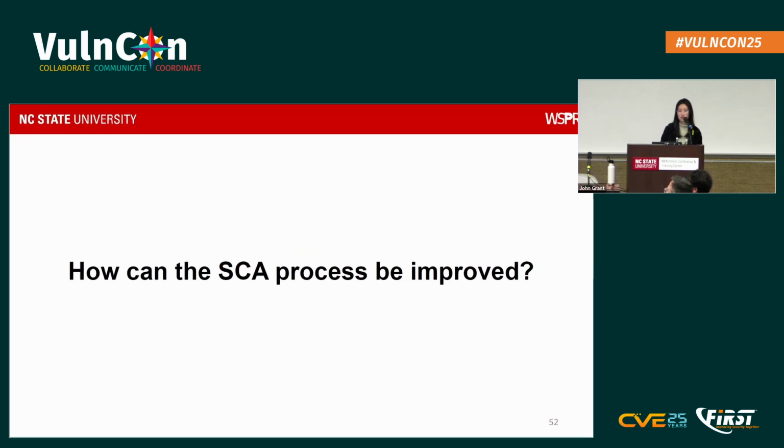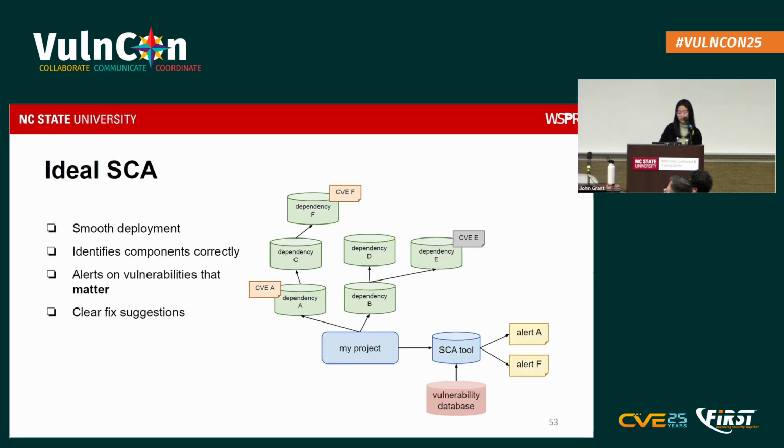So after seeing all the different challenges, we asked ourselves, how can the SCA process be improved? And we go back to the ideal SCA scenario, where we want an SCA tool to have smooth deployment. We see some participants say sometimes integrating multiple tools can be a challenge. So deploying it would run into issues. We also want tools to identify components correctly. Some participants complained or shared that tools had issues identifying the correct versions.